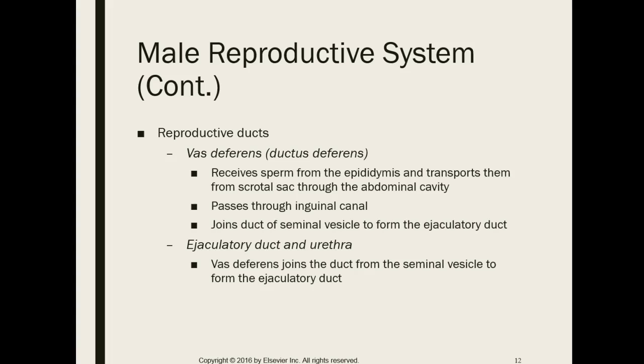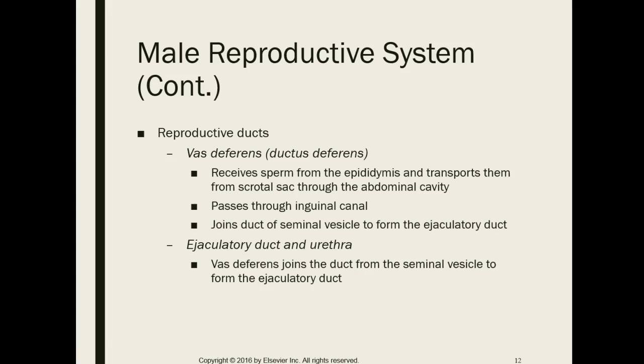Then they will move on to the vas deferens, or the ductus deferens. This basically just acts as a passageway from the epididymis. Then it's going to meet up with the seminal vesicle to form the ejaculatory duct. The vas deferens is where a vasectomy takes place. This is the portion that they will cut if a vasectomy is being performed.